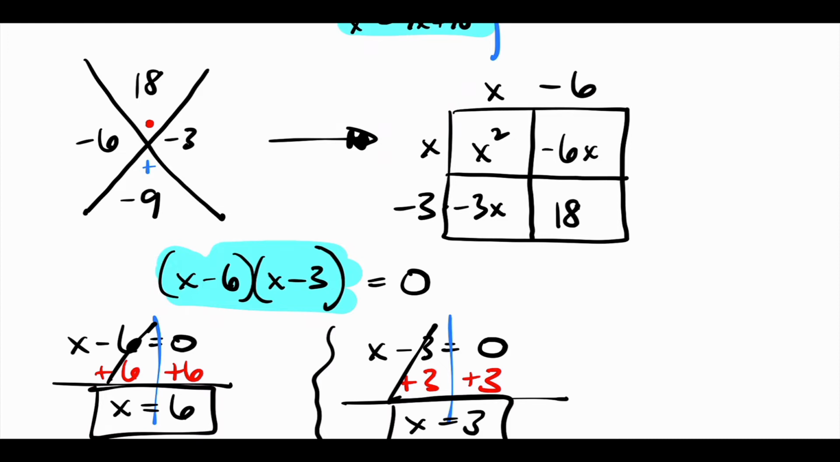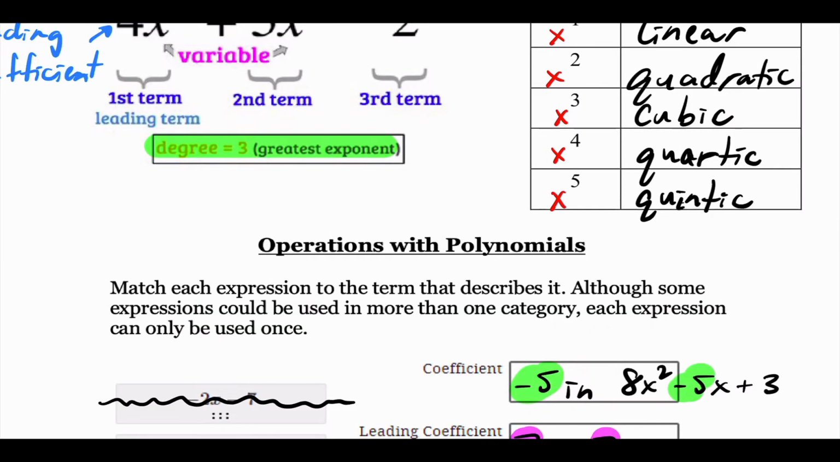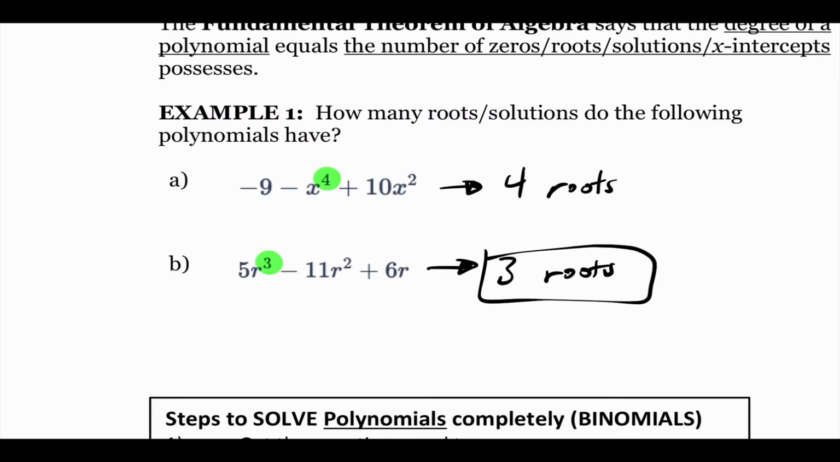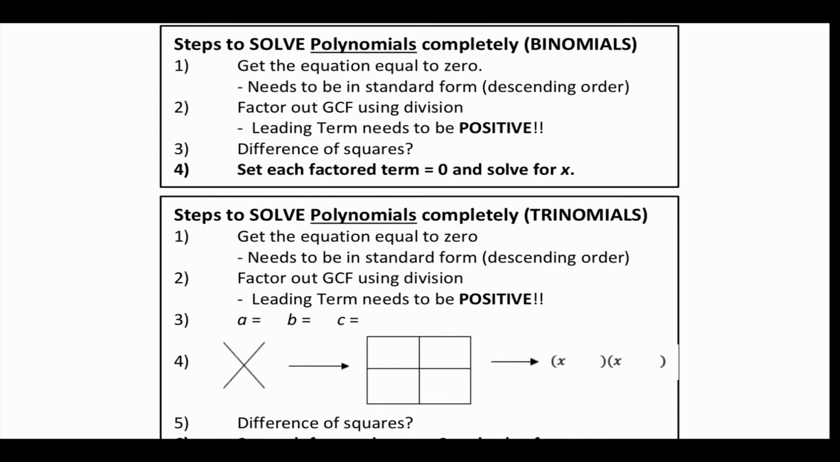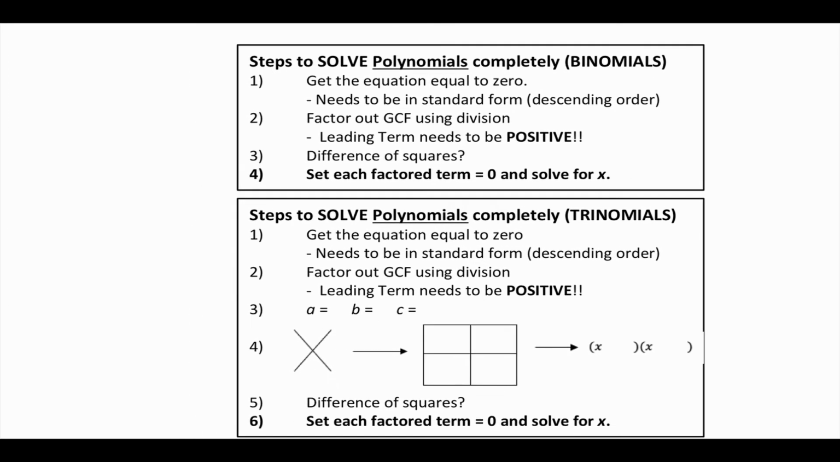Some of them are going to have more, some of them are going to have the same, so it just depends, okay? So that tells us how many answers we have, or how many roots we have, okay? So these steps are nothing new. We've been using these steps.